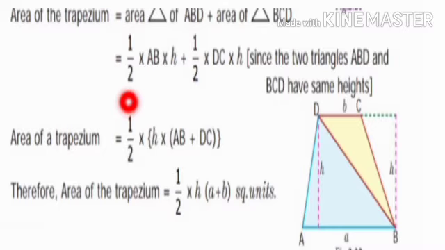Now, taking half and h commonly outside, we get area of trapezium is equal to half into h into, in the first term AB is left over, and in the second term DC is left. So AB plus DC, and half into h. What is AB? Which is nothing but a. What is DC? Which is nothing but b. So a plus b square units. So therefore area of the trapezium we derived as half into h into a plus b square units.